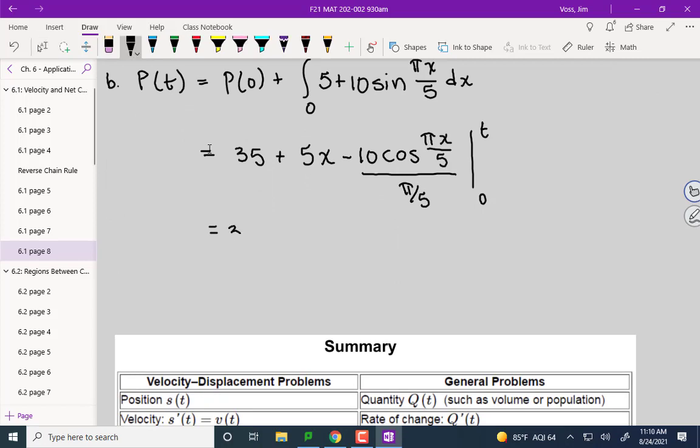So plugging in the T first, we'll move this constant up in front, so that's going to be 50 divided by pi, cosine of pi T over 5. Now we have to plug in 0. We're subtracting off this expression evaluated at 0. Minus a minus is plus. Plugging in 0, cosine of 0 is 1. So it's going to be plus 50 over pi. So that will be the population at a future T value. Any questions on that integration?